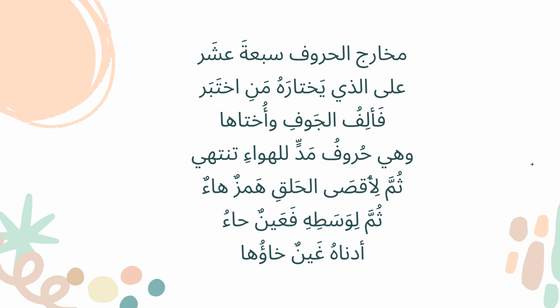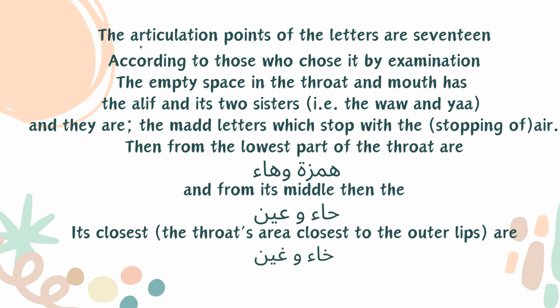And here he is saying, let's read the translation here. He's saying that the articulation points of the letters are 17, according to those who choose it by examination. Those scholars examined the letters and they chose at the end to make it 17 articulation points regarding the letters. And they are: the empty space in the throat and mouth has the alif and its 2 sisters, that is the waw and ya, as we previously mentioned, and they are the mad letters which stop with the stopping of air. Our part here is the throat.